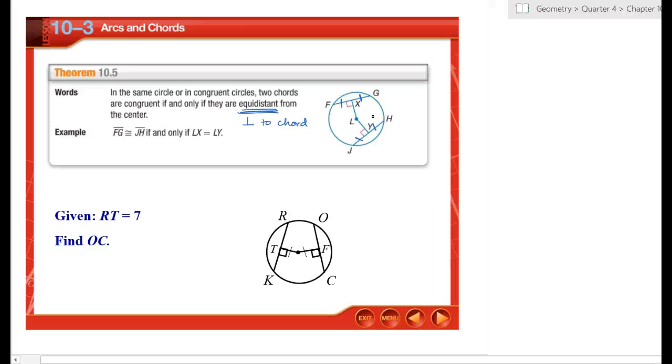Alright, so looking at this example, RT is 7. RT is only this little piece, and it's 7. And I can see by the markings on this picture that each of these chords are the same distance away. So that means that the whole chord is congruent to each other. Well, if RT is 7, RK is 14. We know RK is congruent to OC. So OC is also 14.